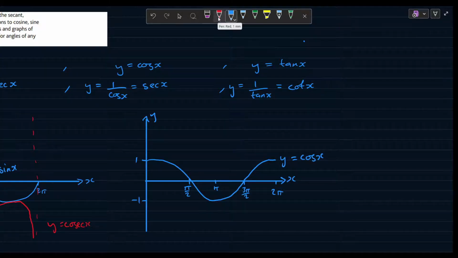And the graph of y equals sec x is going to have asymptotes firstly at pi over 2, and then at 3 pi over 2. And so it will look like this. And then below the x-axis we have this shape, and then finally again we have this part. So the red graph is the graph of y is equal to sec x.